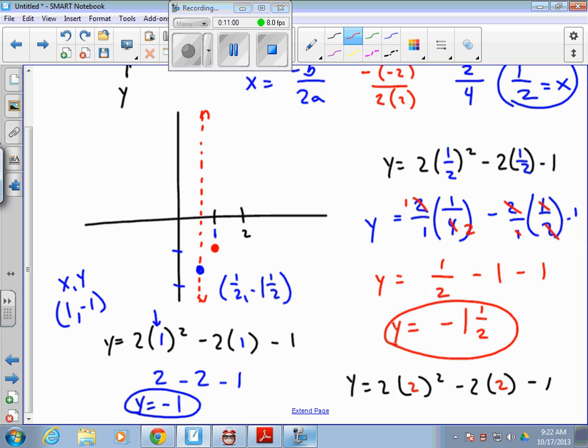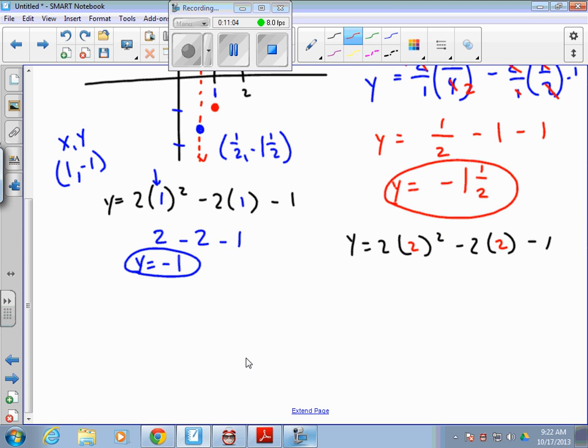Do the same thing with 2. When you plug in 2, square 2, you get 4, and 4 times 2 is 8. Negative 2 times 2 is minus 4. Minus 1, 8 minus 4 is 4, and 4 minus 1 is 3. So y's value is 3.